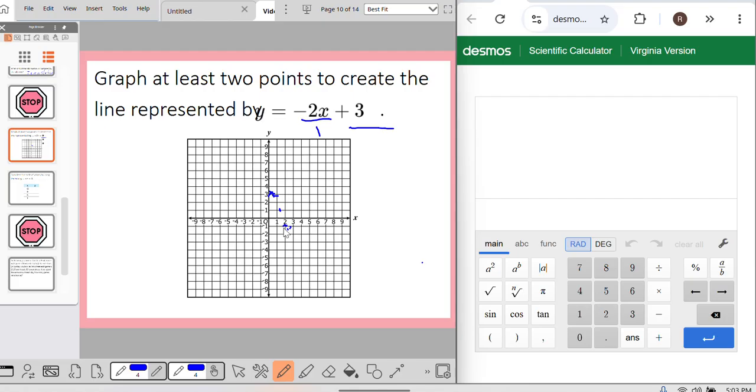So this is a little hard to get those points where they belong because I'm using my finger instead of a stylus, but I think you understand. So start at the y-intercept, the positive 3, count down 2 because it's negative, and then to the right 1. And that would be your next point. All right?